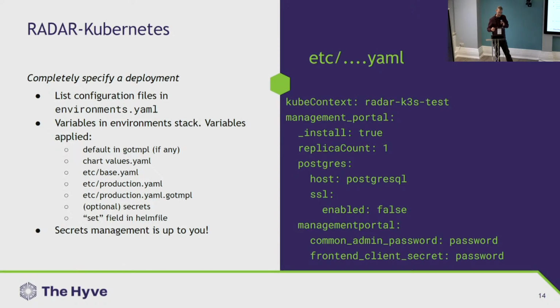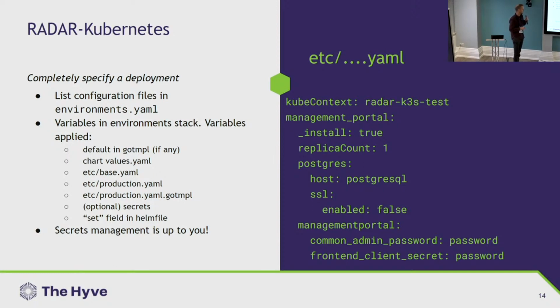So what Radar Kubernetes does is that all of the concepts I've explained before, it combines them. It puts all of the values, all of the secrets, all of the helmfiles into one GitHub repository that you could share in principle, and then gives you one deployment. So you have the configuration files that you will put in environments.yaml. You can put a list of multiple configuration files that you want. Then you have a lot of layers in which these configuration files are applied.